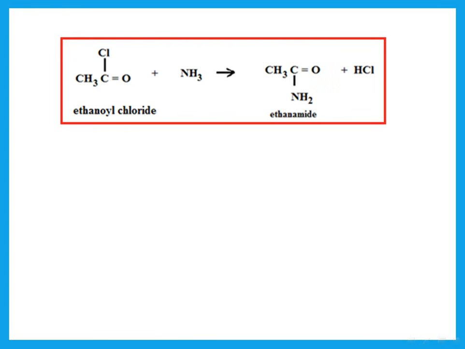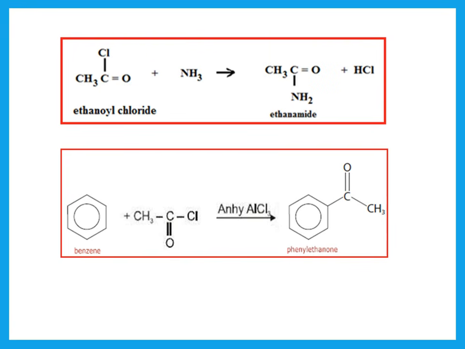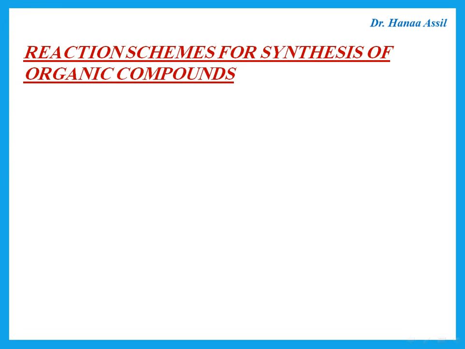Ethanoyl chloride. We said ethanoyl chloride is very useful. I can react it with ammonia if I want to make ethanamide, or I can react it with benzene if I want to add this group to the benzene ring. So this is phenylethanone. And we can use all of these reactions, and there are other reactions actually that we may be talking about, in order to devise reaction schemes for synthesis of organic compounds.